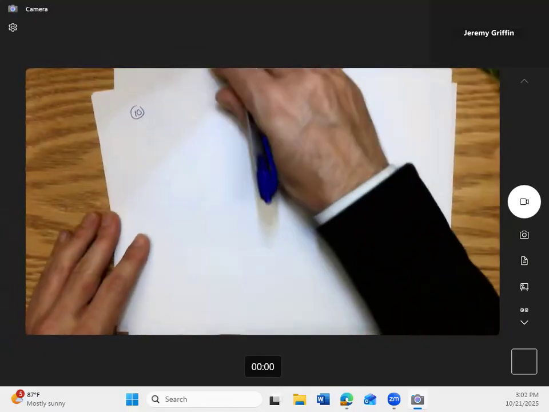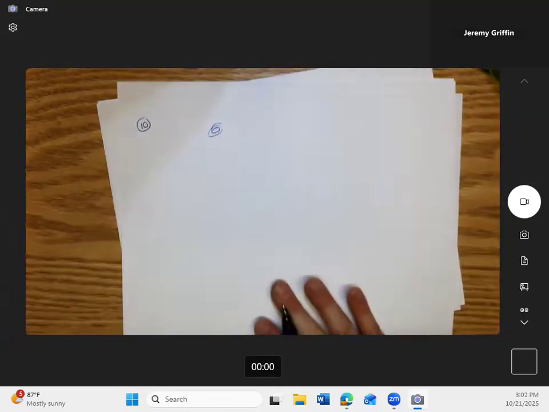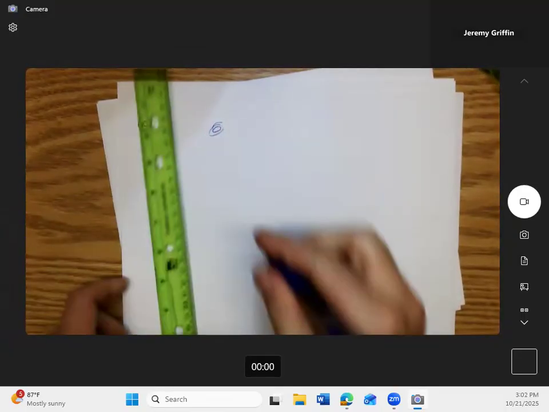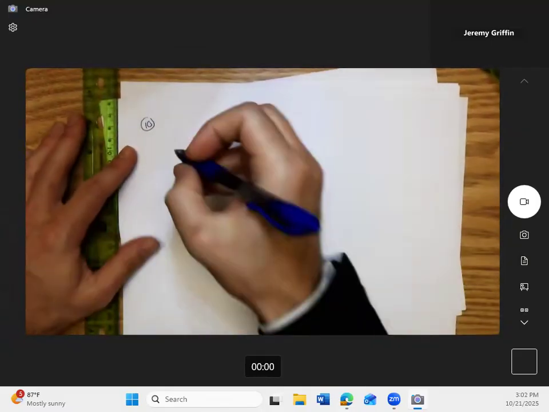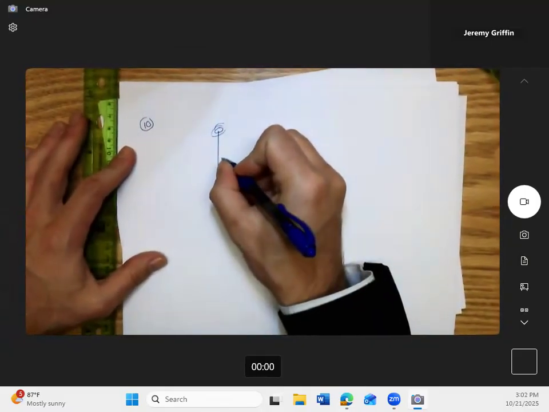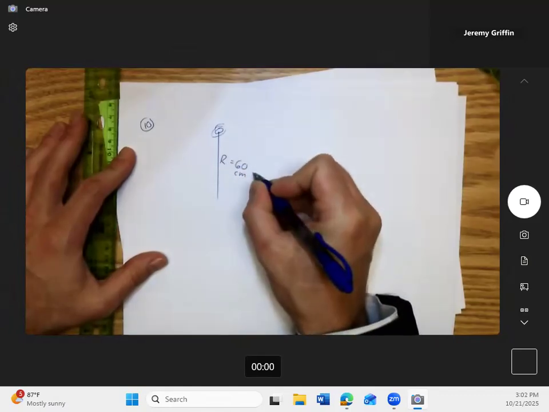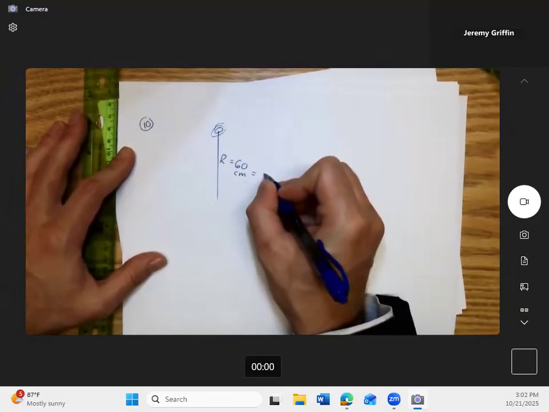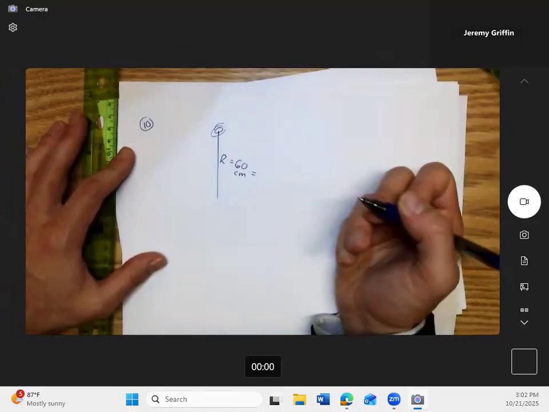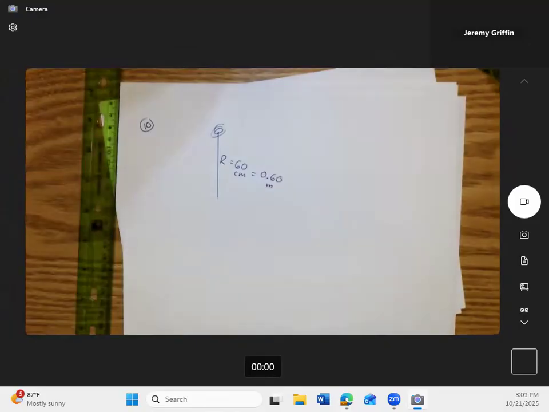Number 10. So we got this washer tied to a string, going around a circle 60 centimeters in radius. So I'll say R equals 60 centimeters. Should I put that in meters? How many meters is that? 0.60 meters.